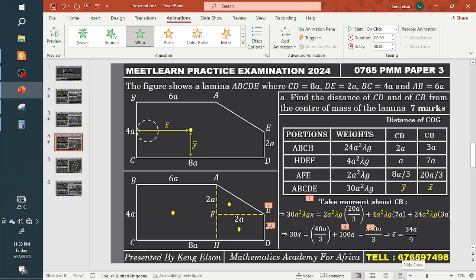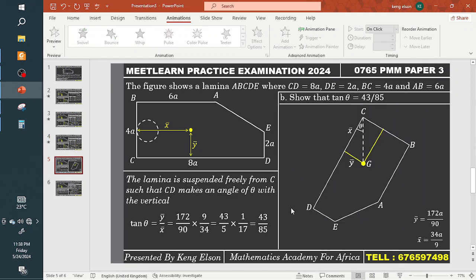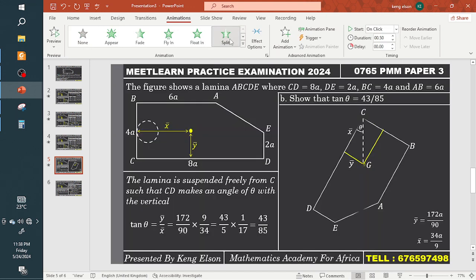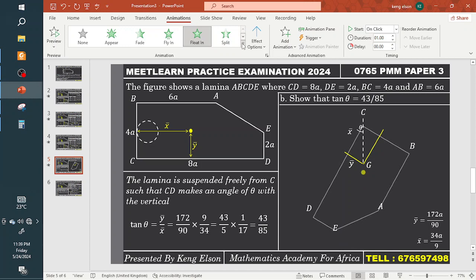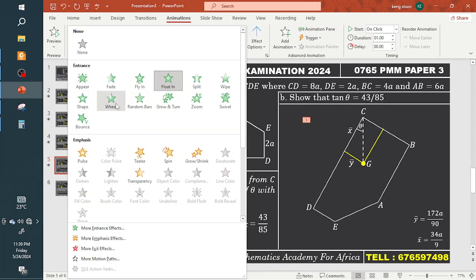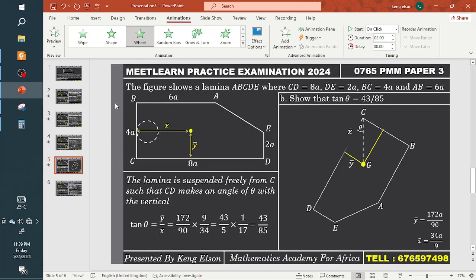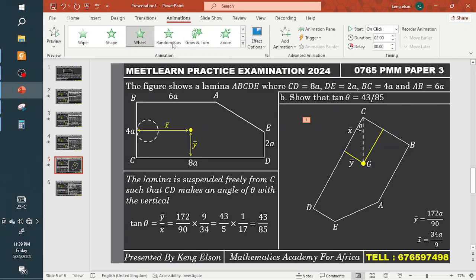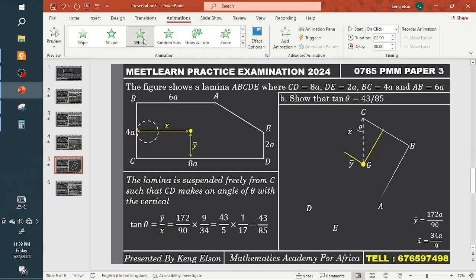Alright. Now, suspension. The question is supposed to appear without animation, okay? All we are animating is just... We first of all suspend it. Let me see which. Yeah, exactly, this might be the best because it will be showing how it was rotating, with respect to how we were doing it.